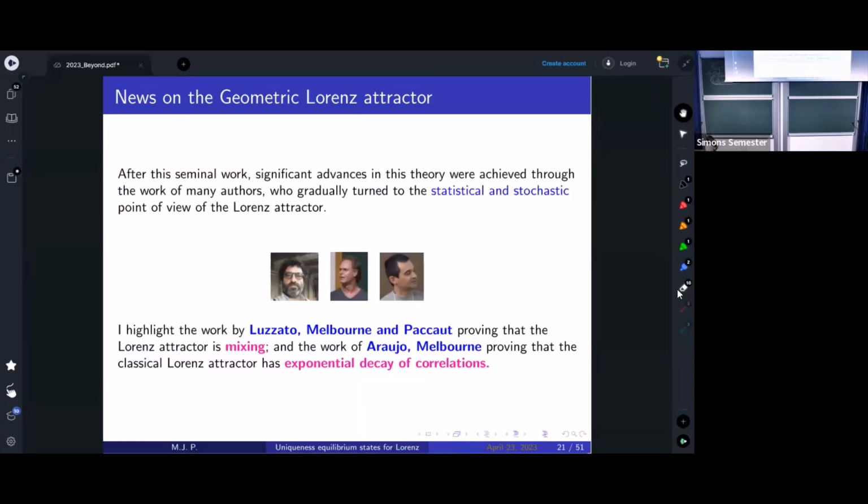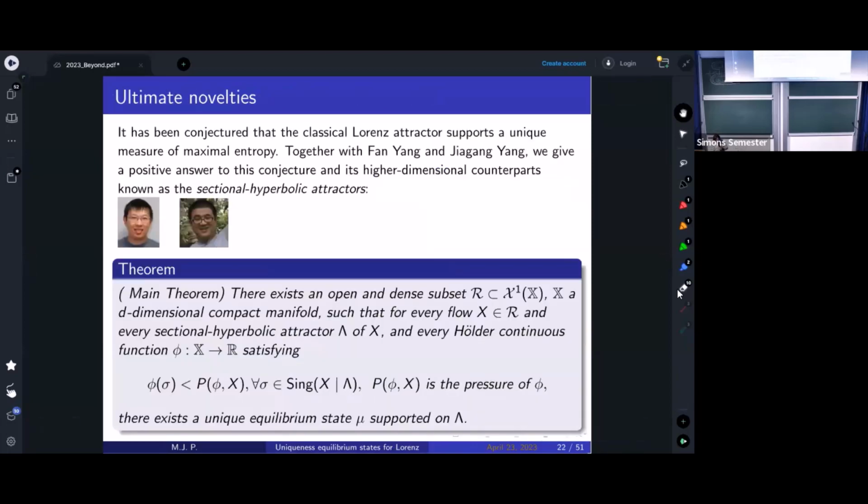I highlight the work by Luzzatto and Melbourne, proving that the Lorenz attractor is mixing, and the work of Araújo and Melbourne, proving that the classical Lorenz attractor has exponential decay of correlations. Okay, and finally I am arriving at our result that I want to talk a little bit more about, which was developed with Yang and Jiagang.